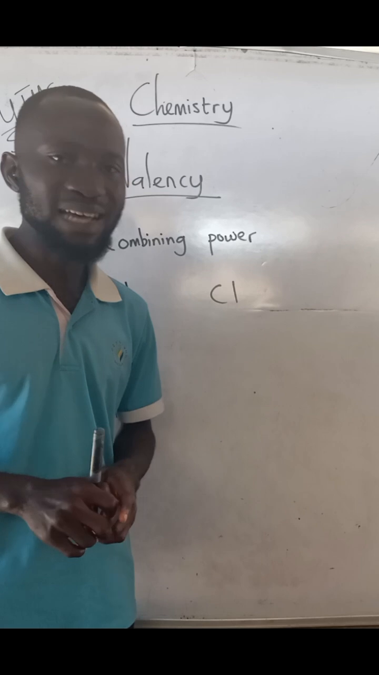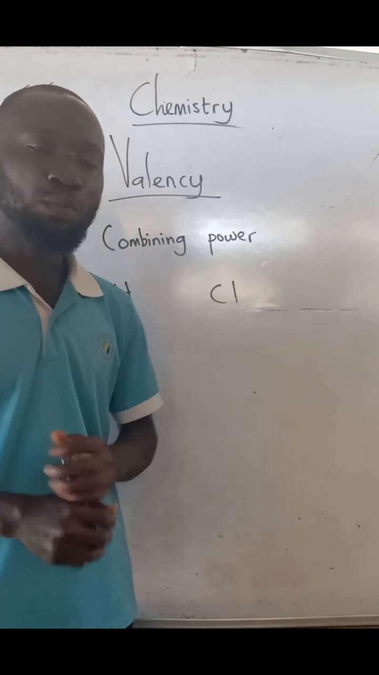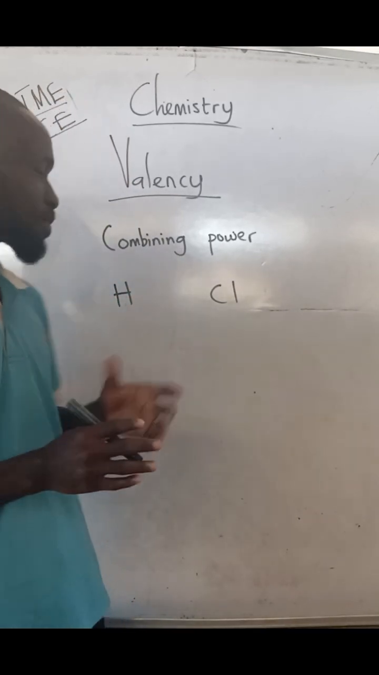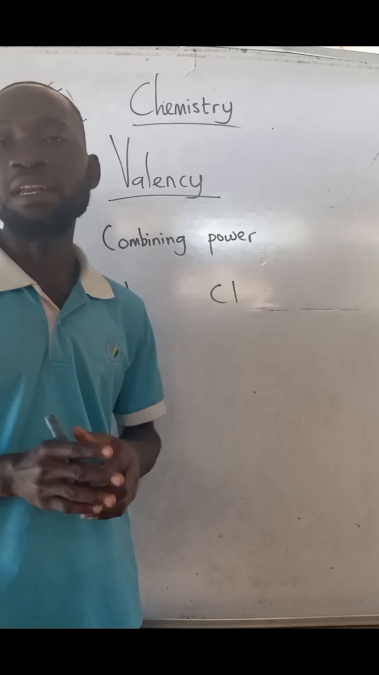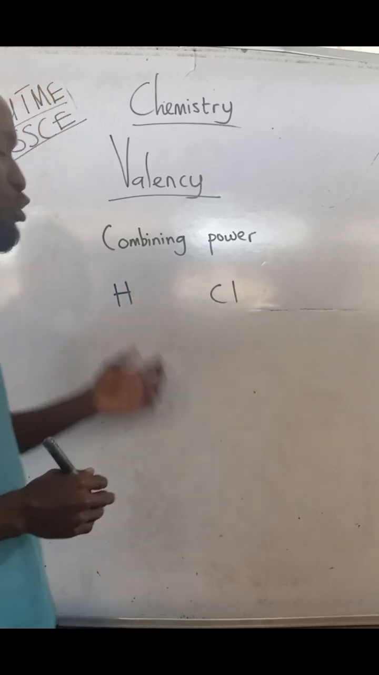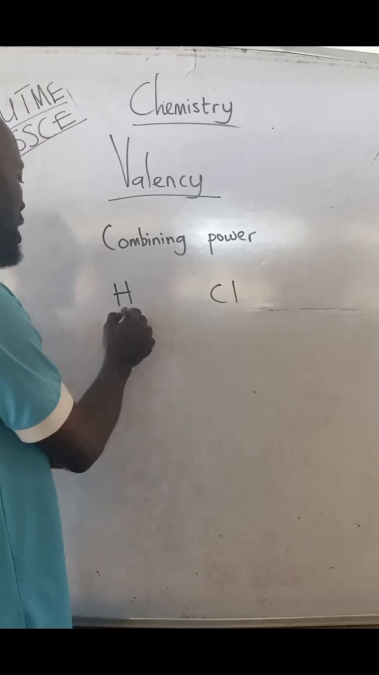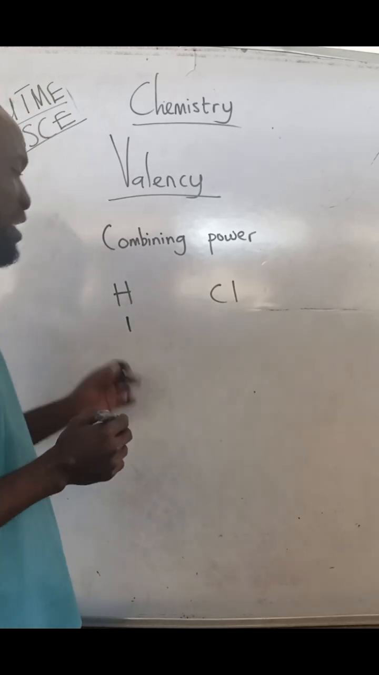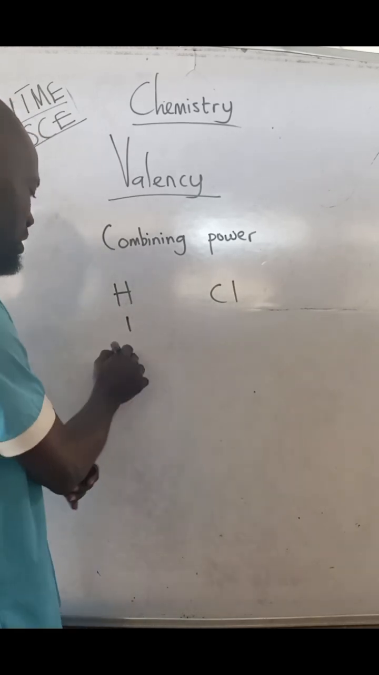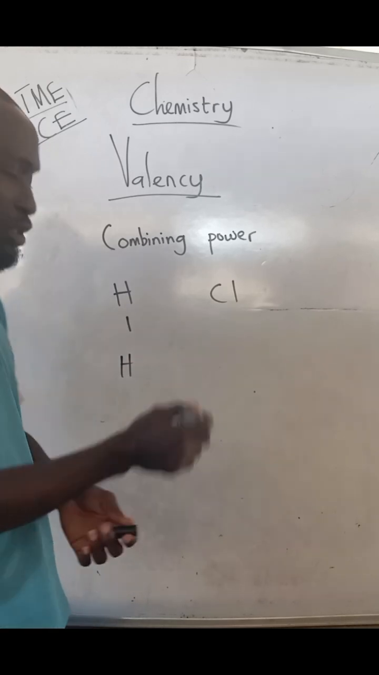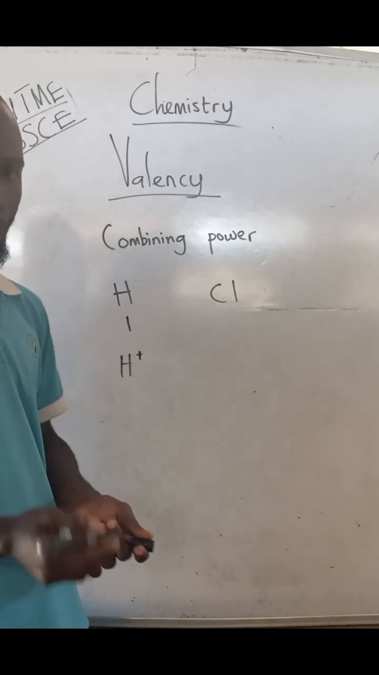Before you understand fully what we mean by valency, you must understand what we call the position of an element in the periodic table. Now look at hydrogen. Hydrogen falls on the first position in the periodic table, which means the total number of electrons that hydrogen has is 1. Therefore you can say that the valency of hydrogen is also 1. That is why hydrogen is usually +1 or plus.